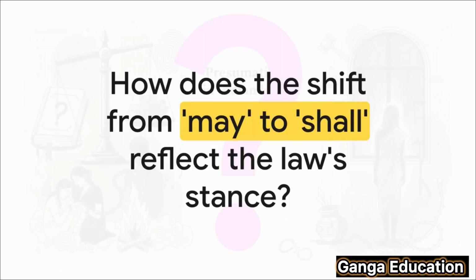And this brings us to a final thought for you to consider. How does a simple change of one word in the law, from "may" to "shall," reflect society's evolving and strengthening stance against a heinous crime like dowry death? It's a powerful reminder of how language in law can truly shape justice.